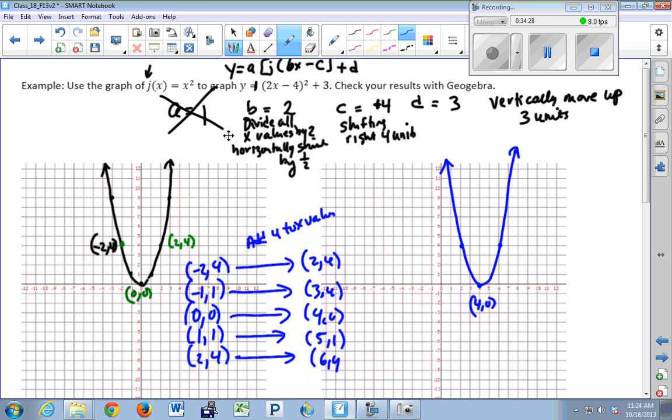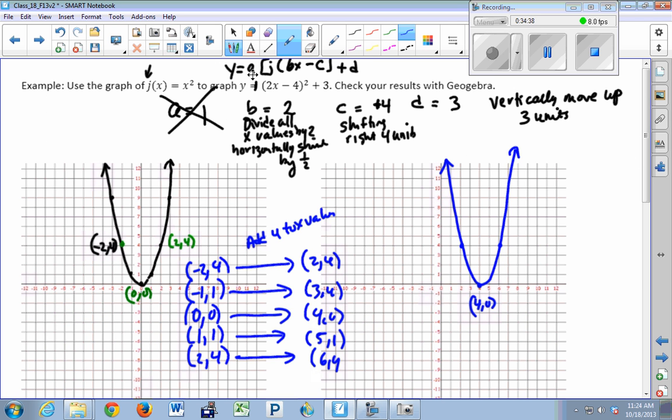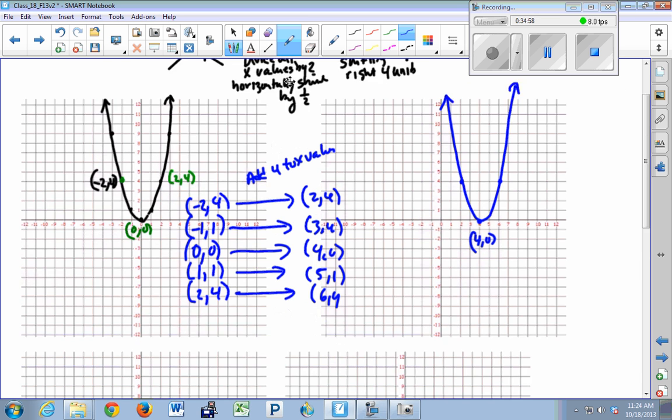All right. Now, what does our sequence of transformations say to do next? Any stretches or shrinking? Well, we don't have any vertical stretching going on because the number outside of my function is 1. So I go inside my function and I say, oh yeah, I have a 2. That means I think of the inverse, which is 1/2. I divide all my x values by 2. I'm going to do a horizontal shrink.